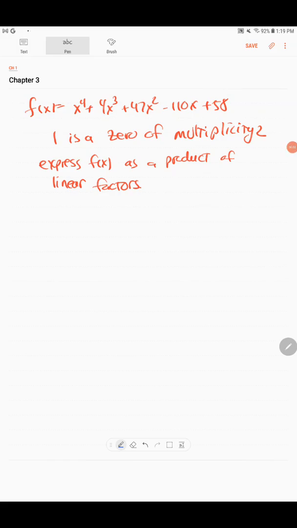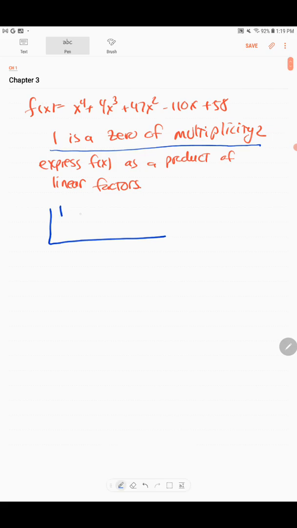Okay, let's look at this problem and see if we can factor it. Notice it's given that 1 is a 0 of multiplicity 2. That means when we do synthetic division with 1, it should work, and it should work twice. So let's try synthetic division with 1.